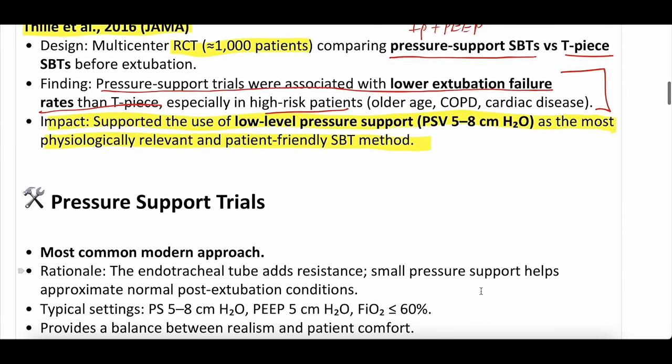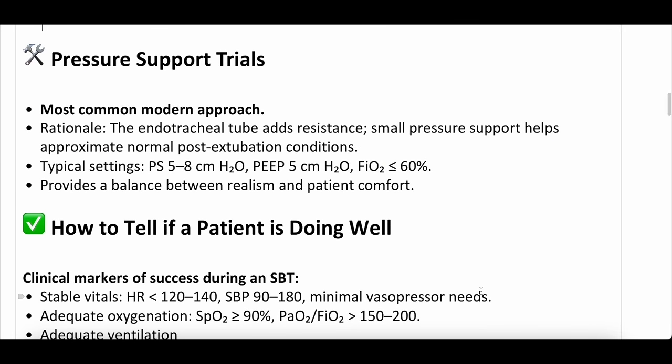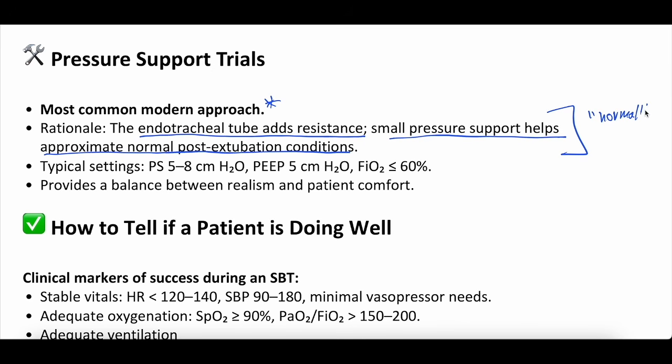All right, so going into pressure support trials, since that's the main way in which we try to do spontaneous breathing trials, this is the most common modern approach. And as we talked about, the endotracheal tube adds resistance when you try to breathe through it. So a small amount of inspiratory pressure helps overcome that resistance, which is actually more similar to that normal physiologic airway after you extubate them, right? When you extubate them, you're not giving them a straw to breathe through, you're just letting them breathe normally. And a pressure support trial mimics that extubated state better.